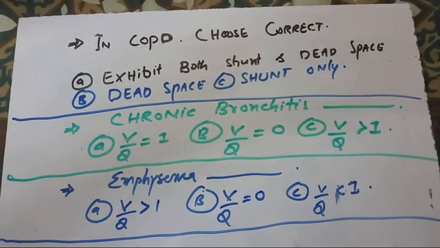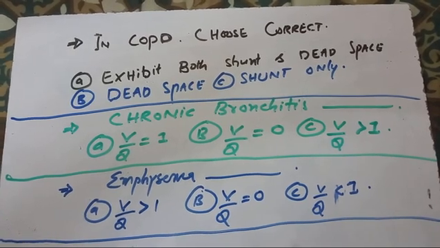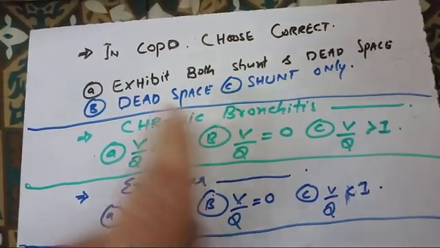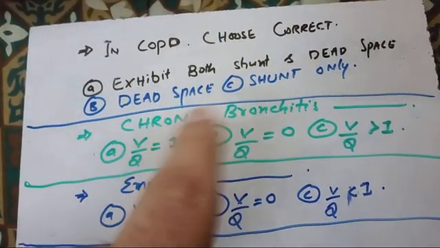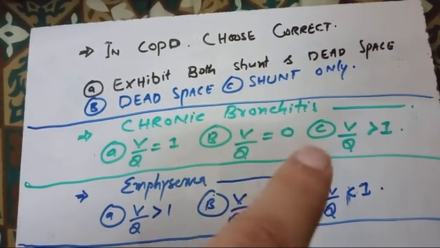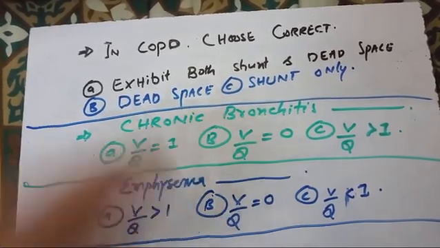And V by Q is equal to 0, 0 meaning less than 1, so this is shunt, because V is 0. In chronic bronchitis, if bronchioles are obstructed, the alveoli distal to the obstruction are not ventilated. So the ventilation over there is 0. If 0 is divided by anything, the answer is 0. V by Q becomes 0.